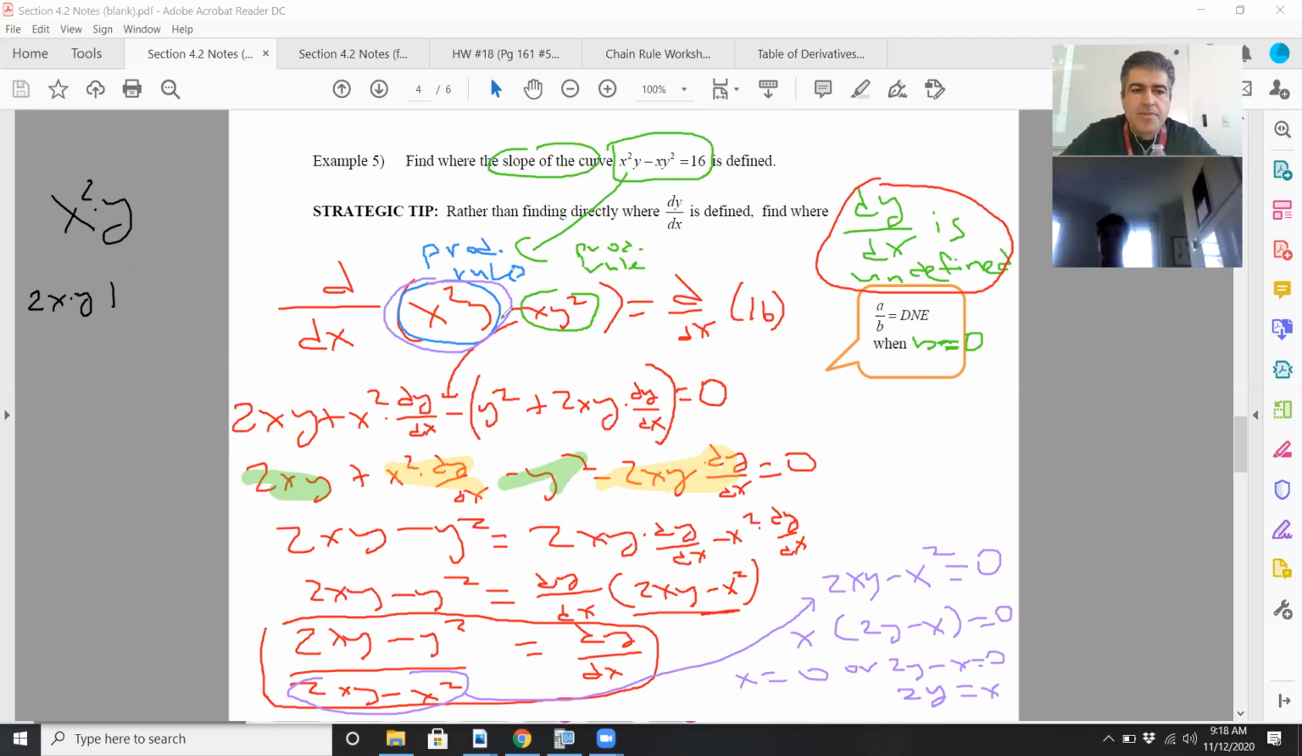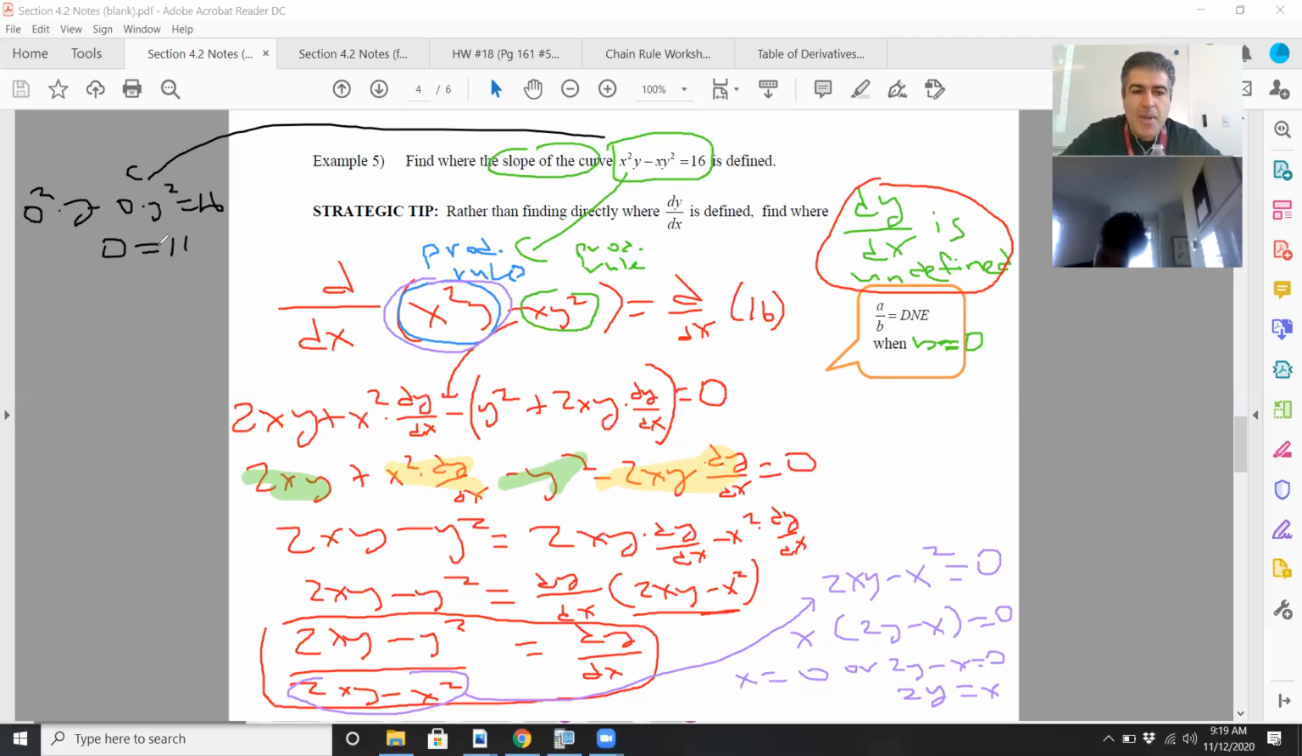Okay, so now again, you're asked to find where this derivative is not defined. It's obviously not defined when the bottom is 0. So I set the bottom equal to 0, did a little factoring, and realized okay, x equals 0 or 2y minus x equals 0. If 2y minus x equals 0, then 2y equals x. Now, if x equals 0, if that in fact is true, there's a problem. 0 squared times y minus 0 times y squared equals 16. Everything goes away, leading to a statement that's not true. So x isn't equal to 0 on the curve anyway. So we don't have to worry about that. So you can ignore that part.